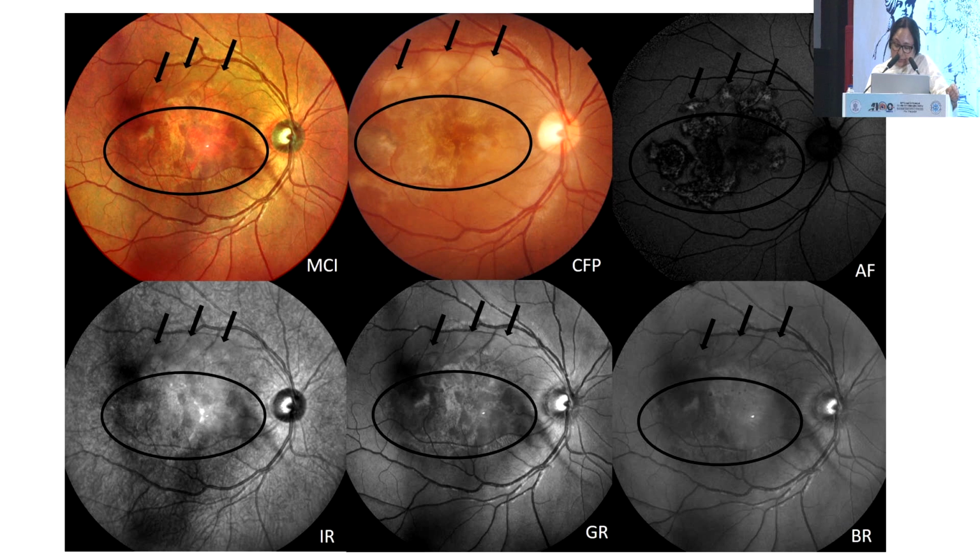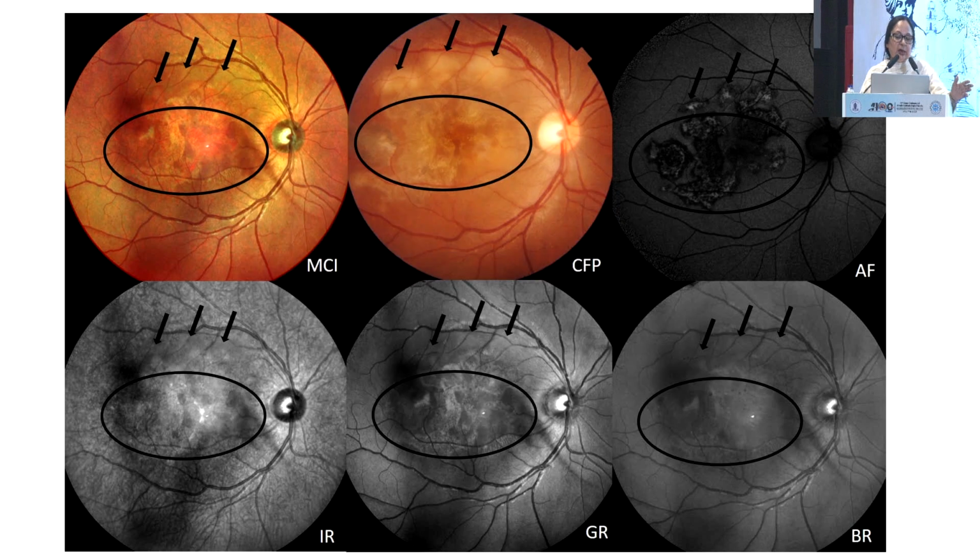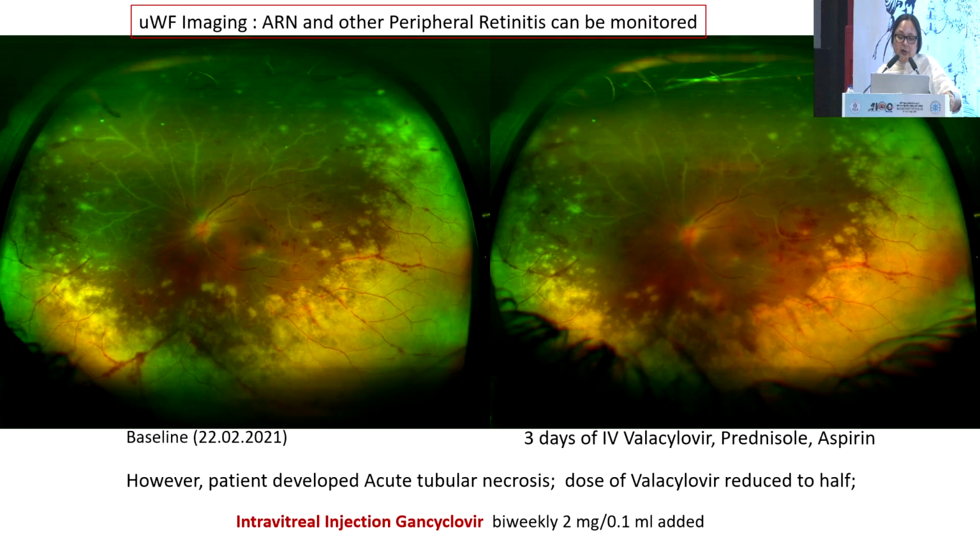So this is what is important, that multicolor confocal scanning laser ophthalmoscopic images, which we published in the journal Retina, may not actually give you the clear picture of the way we are used to of looking at uveitis, because to us, yellow means active. To us, green doesn't mean active. So we have to relearn. So you should be very mindful of the imaging modality being used.